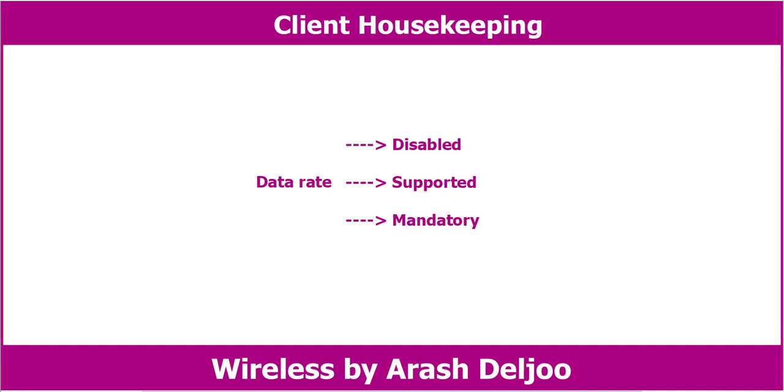And finally, when we configure a data rate as mandatory, it means the AP can use the data rate and expect every client to support it. This is also known as 802.11 BSS basic rate.